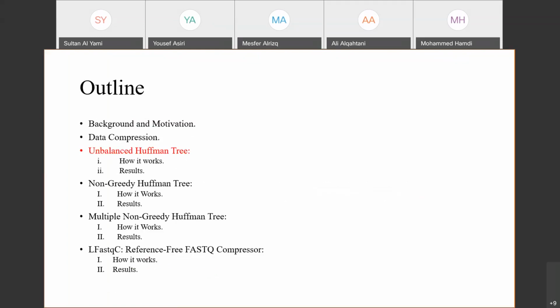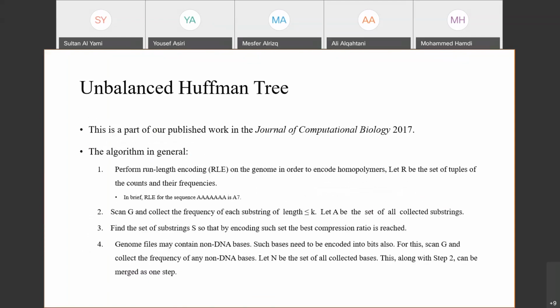In the next slides, I will be talking about the first tool, which is based on an unbalanced Huffman tree implementation. First, we will learn how the algorithm behind this tool works. The unbalanced Huffman tree section is part of our published work in the Journal of Computational Biology in 2017. The algorithm for this tool in general works as follows.